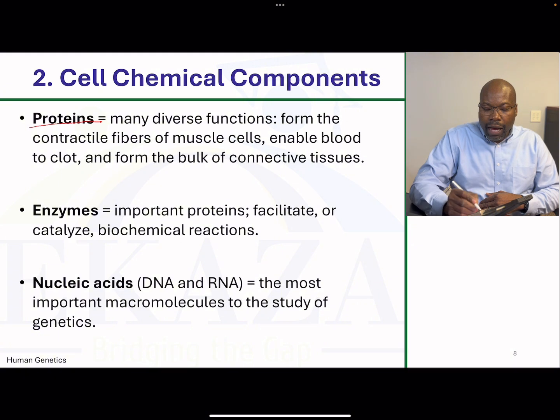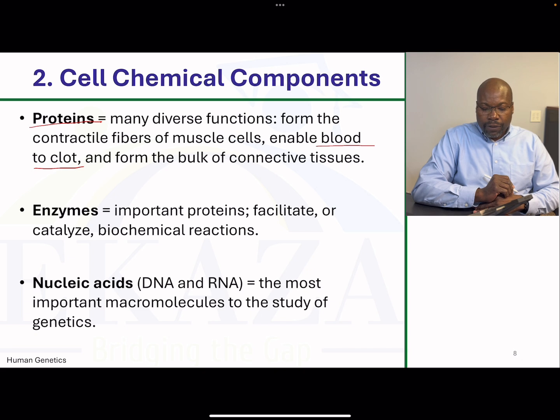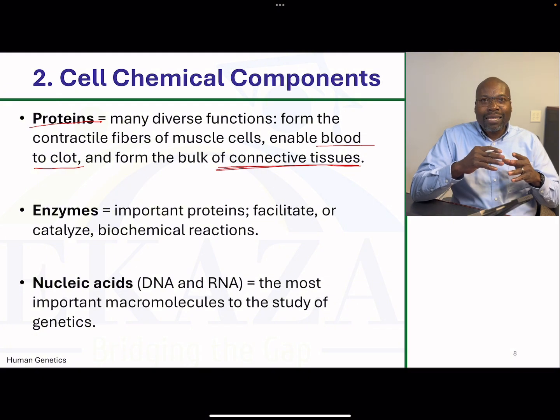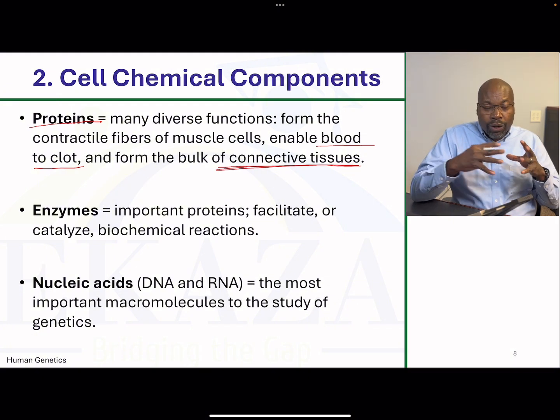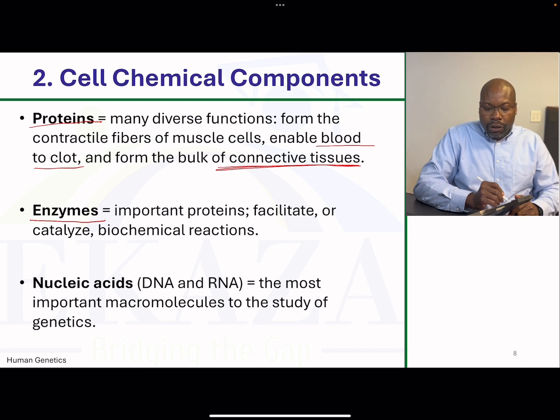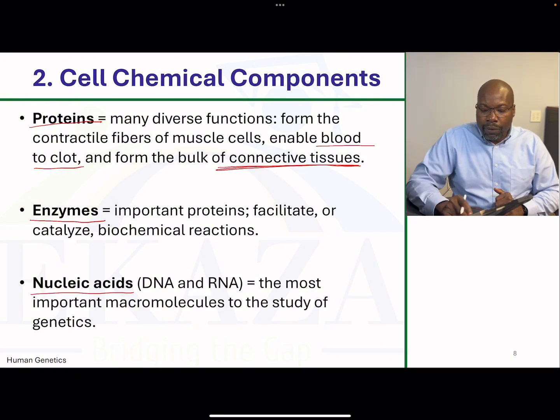So proteins are also essential to allow the blood to clot. Very important for the development of connective tissues. So these proteins act as glue, right, to bring cells together. Enzymes obviously are important in catalyzing chemical reactions, right? While the nucleic acid is going to contain the genetic information, I already mentioned that.